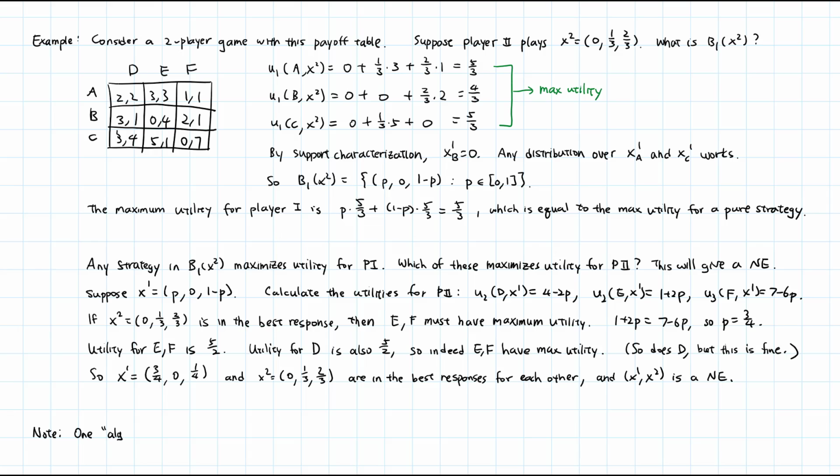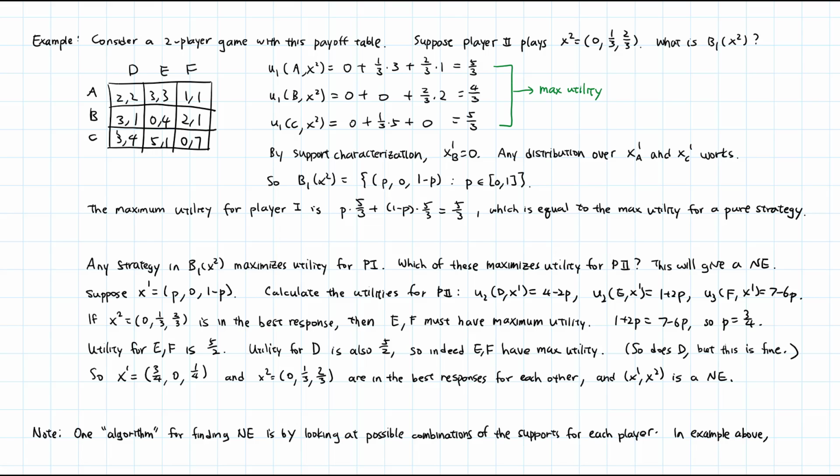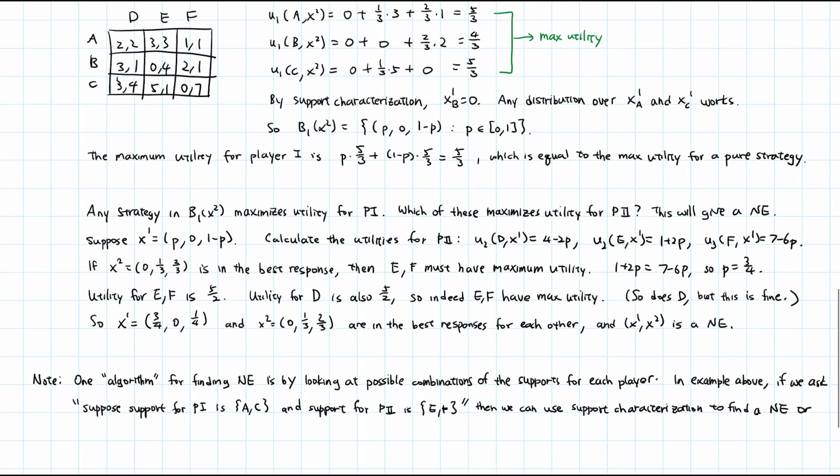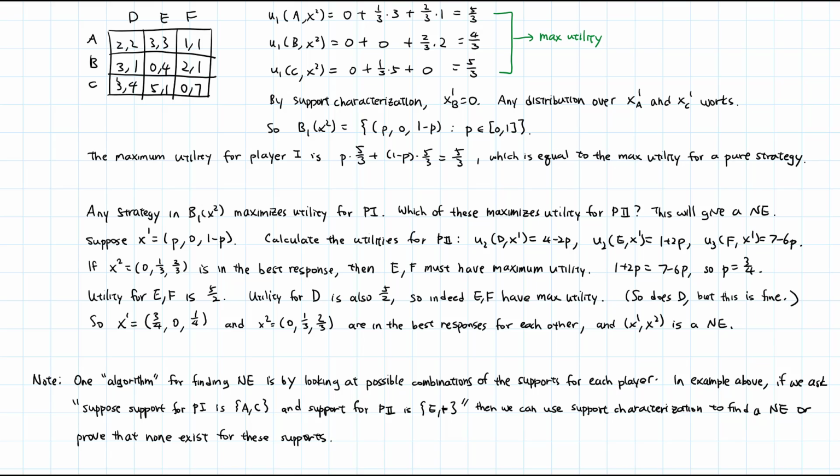So one possible algorithm for finding Nash equilibrium is by looking at possible combinations of the supports for each player. In our example above, suppose we were not given x2, and instead we ask, suppose the support for P1 is A and C, and the support for P2 is E and F, then we can use support characterization to find a Nash equilibrium or prove that none exists for these supports. The problem is, there are exponentially many support sets for each player, roughly 2 to the k if there are k pure strategies. So this is not a practical method.